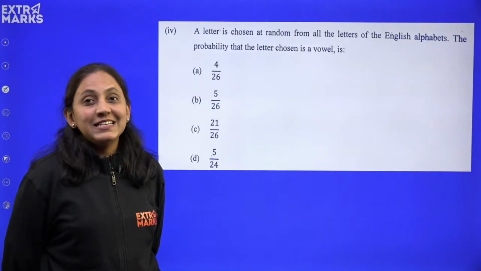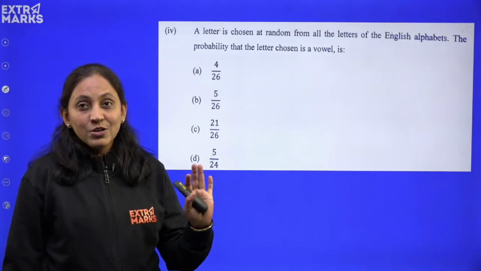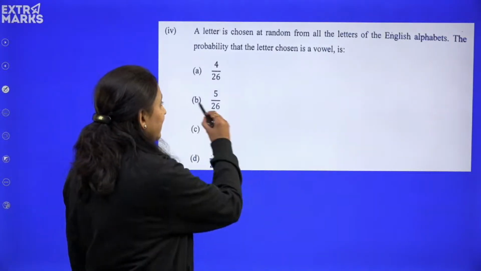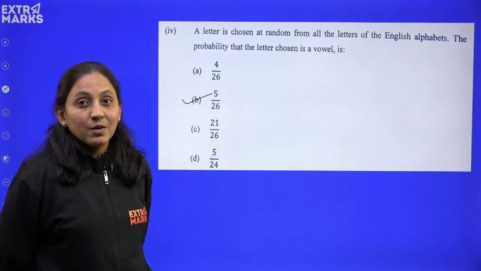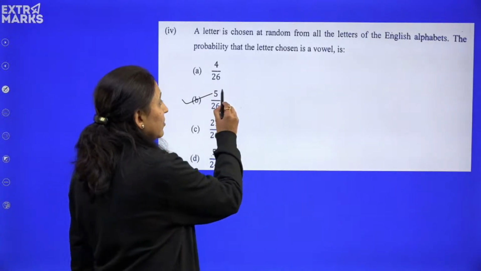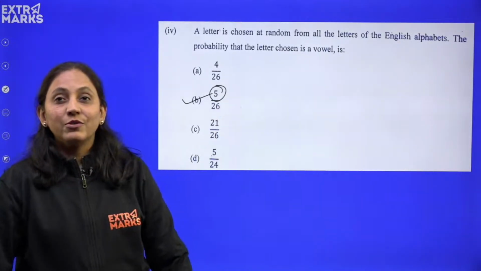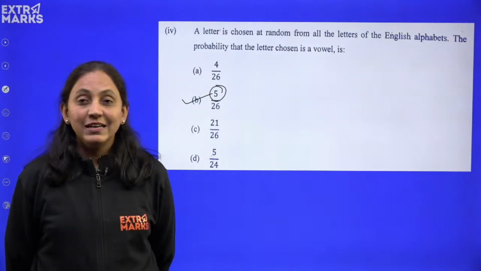Okay, so 26 English alphabets, out of which 5 vowels, A, E, I, O, U. So the probability will be 5 by 26. Okay, so the number of favorable outcomes by total number of outcomes. Number of favorable outcomes will be the number of vowels, by the total number of outcomes will be the 26 alphabets. So the correct option here is option B.